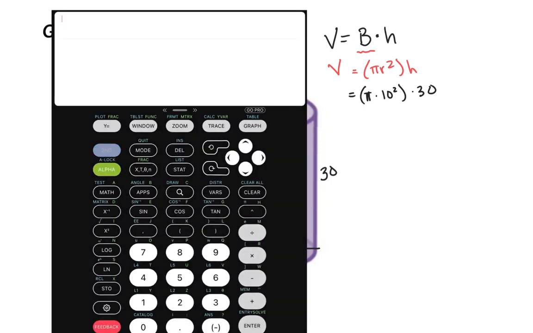I'm just going to type that in so you can see what it looks like. We've got pi times the radius squared times the height. And there we have it. Again, find the area of the base, multiply by the height.